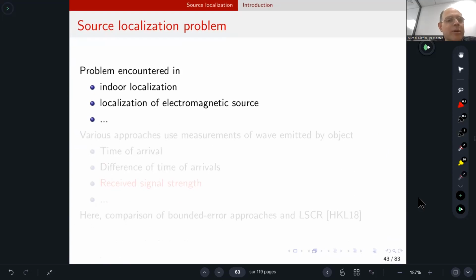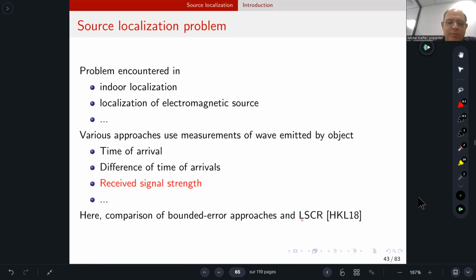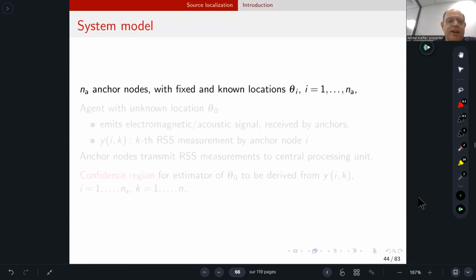So the problem of source localization is encountered, for example, in indoor localization or when you try to localize an electromagnetic source. There are various approaches which may be used, using measurements of the wave which is emitted by an object. For example, you may use the time of arrival, or the difference of time of arrival, or the received signal strength. This is the last approach that I will use, and I will try to compare bounded error approaches and the approaches that we have just seen using LSCR.